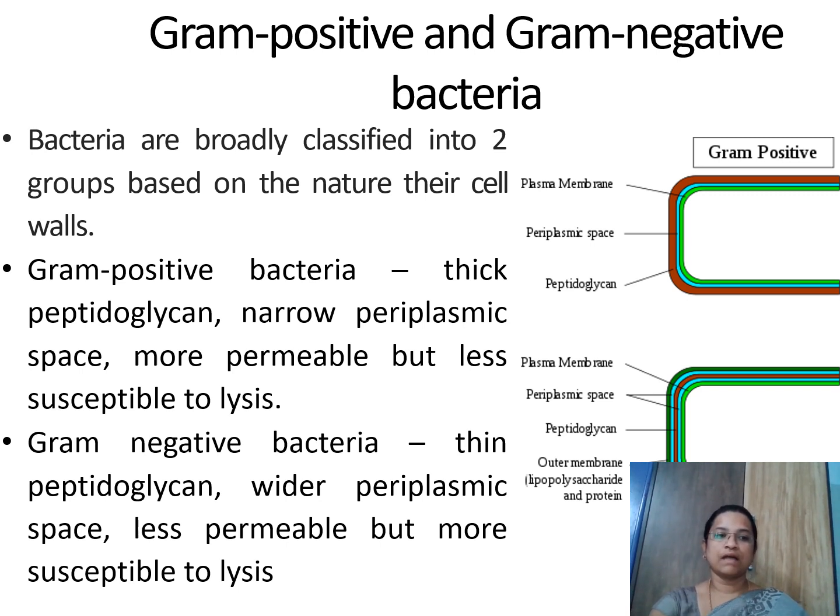Gram-positive bacteria have a thick peptidoglycan layer with a narrow periplasmic space. They are more permeable but less susceptible to lysis. On the other hand, gram-negative bacteria have a thin layer of peptidoglycan with a wide periplasmic space. Gram-negative bacteria are less permeable but more susceptible to lysis.